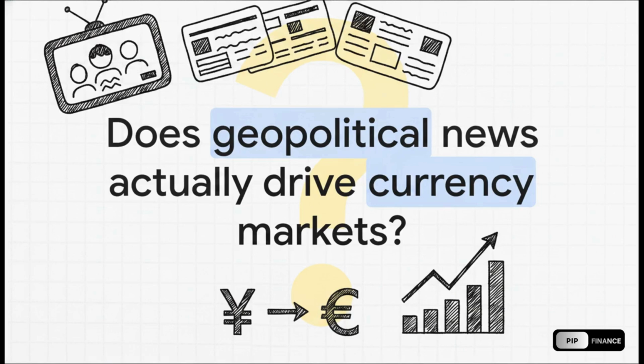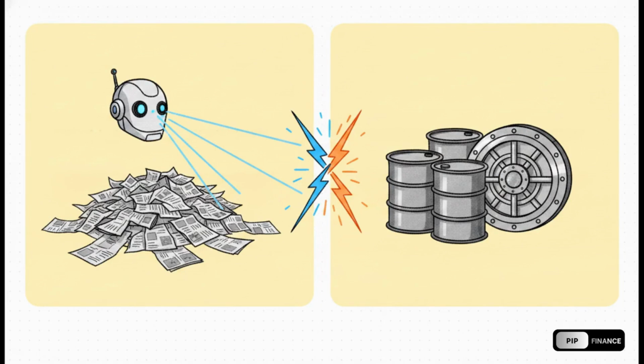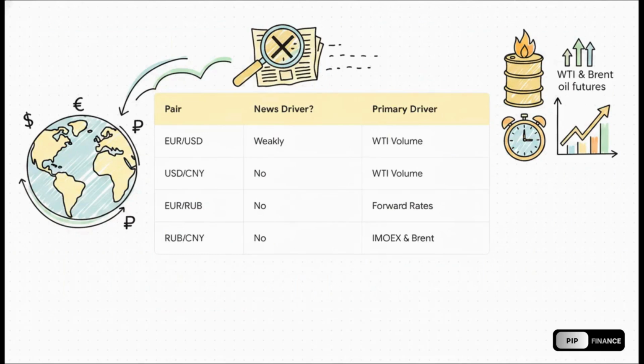Well, a seriously deep dive study published in the Athens Journal of Business and Economics offers a massive, almost unbelievable plot twist. To find the truth, researchers tested millions of data points. They used an advanced machine learning AI called BERT to read and score the sentiment of geopolitical news. Then they pitted those news sentiment scores directly against hard financial indicators, specifically the traded volume of crude oil and the forward interest rate differentials between countries. The data they found completely shatters a major illusion.